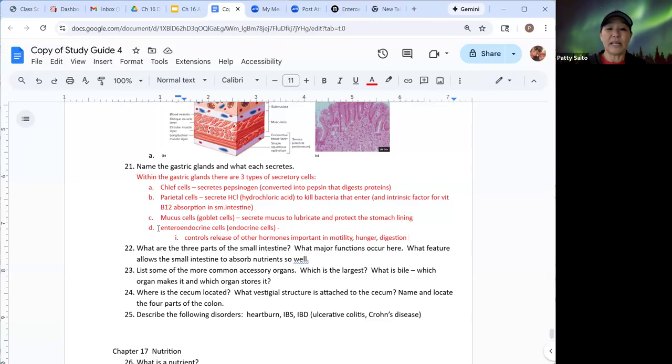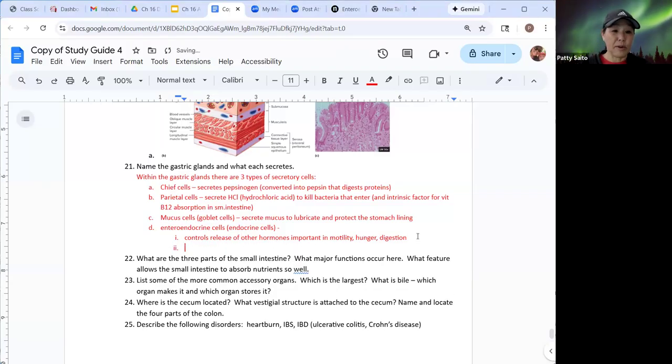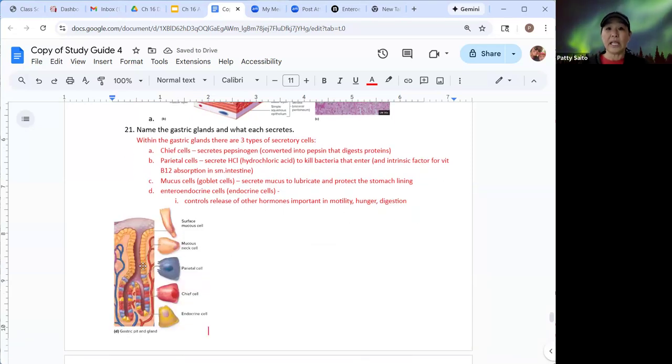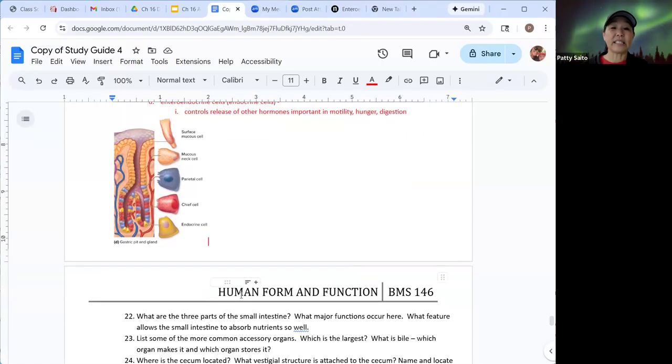I included this last one, endocrine cells. I think they call them endocrine cells. Let me see the picture from the book. They might call it endocrine cells. But anyway, they secrete lots of other hormones that are important in digestion, motility, movement of the stomach, in churning, controlling hunger and things like that. Okay, so this is the gastric gland here, and some of the different cells. All right, and that all contributes toward that gastric juice.